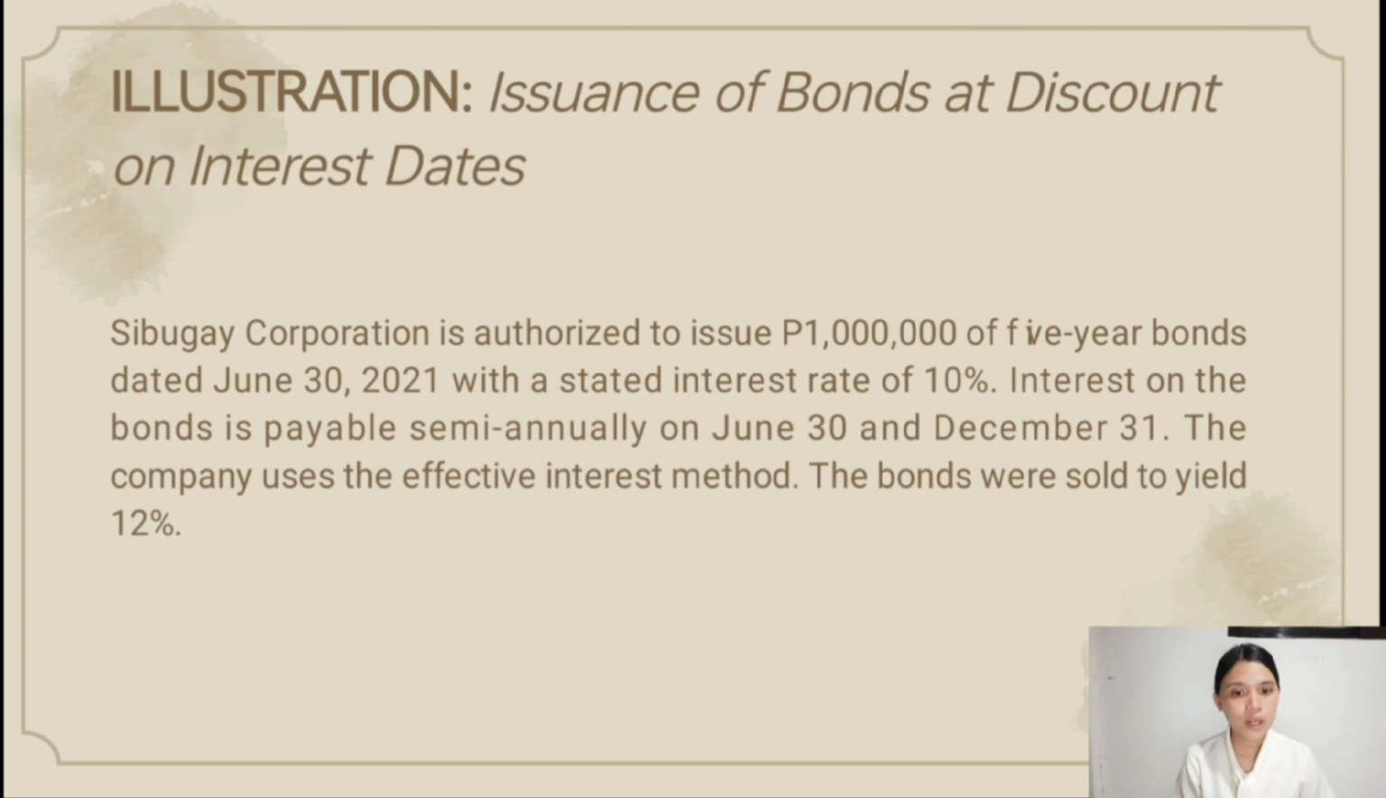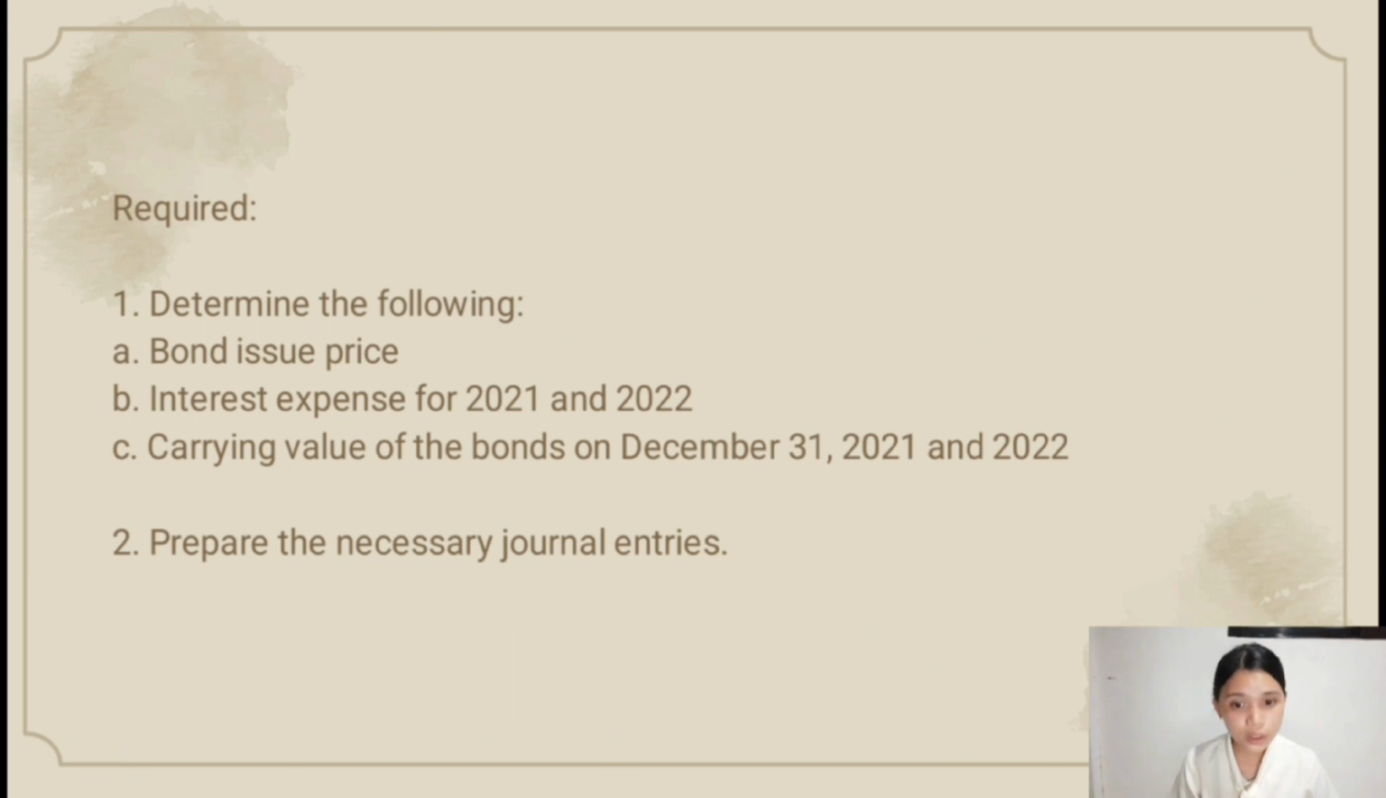The issuance of bonds at discount on interest date. So the problem is, Sibugay Corporation is authorized to issue 1 million of 5-year bonds dated June 30, 2021 with a stated interest rate of 10%. Interest on the bonds is payable semi-annually on June 30 and December 31. The company uses the effective interest method. The bonds were sold to yield 12%. So we are required to compute the bond issue price, the interest expense for 2021 and 2022, the carrying value of the bonds on December 31, 2021 and 2022, and last, to prepare the necessary journal entries.